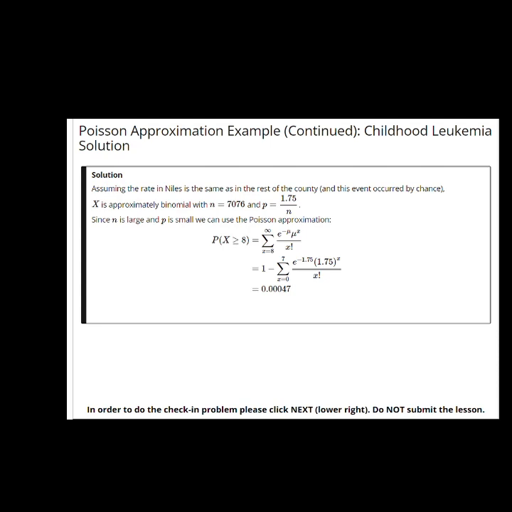This indeed numerically works out to a pretty small number, 0.00047. It's an event that would occur at random only one time in approximately 2,000 trials. It's a very small probability, it's very unlikely to happen by chance, so it appears to indicate that the assumption that the rate in Niles was the same as the rest of the county, 1.75, is wrong, and in fact is probably considerably higher.